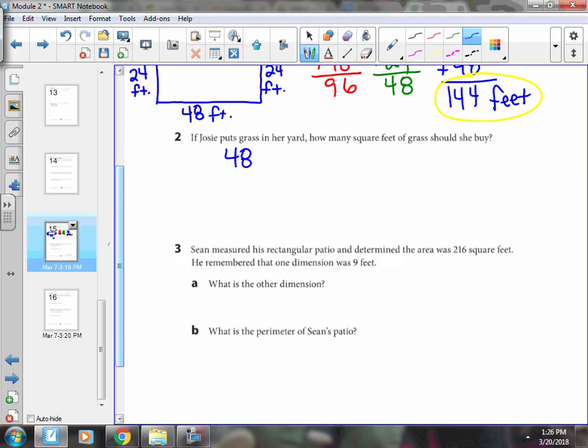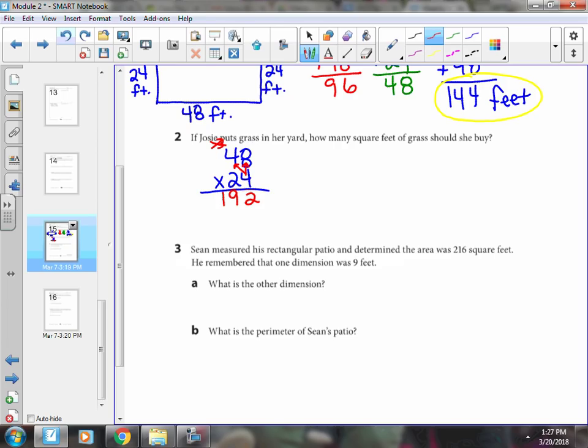So 48 times 24. And we're going to do the traditional method. There's other ways you could do it, of course, but I'm going to show the traditional method that we've been doing. So first we're going to do 4 times 8, then 4 times 4. 4 times 8 is 32. 4 times 4 is 16, plus 3 is 19. Cross that out because I used it.